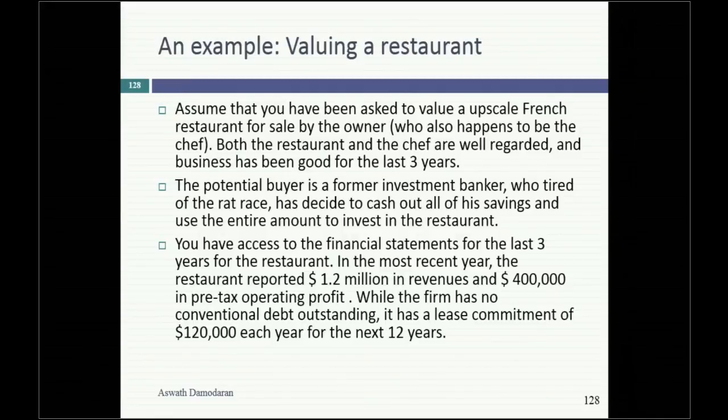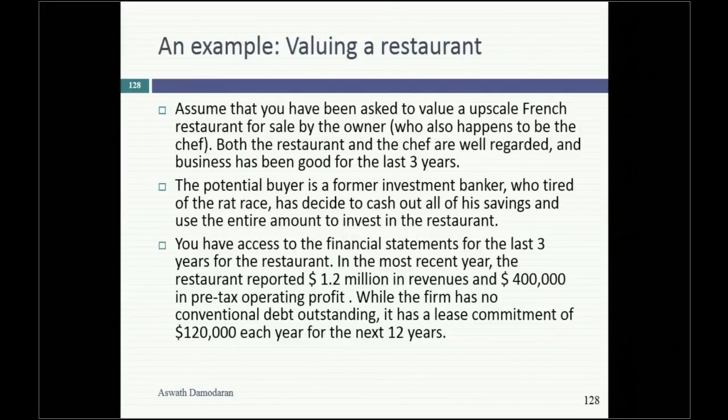You have access to the financial statements of the restaurant. The chef has given it to you. And the chef reported $400,000 in pre-tax operating profit last year. Okay? But he didn't charge himself a salary. So file that away because that's got to be played in somewhere. The firm has no conventional debt. It has a lease commitment for $120,000 each year for the next 12 years.